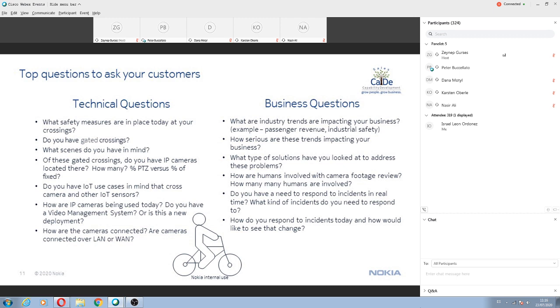So when you go into a rail customer, what are some of the questions you may ask this customer? From a technical perspective and business perspective, from a technical perspective, you may ask them, what kind of safety measures do they already have in place at the crossings? And there are other methods that can be utilized within rail crossing safety areas to indicate when something is going on in the rail. So understanding what those systems are is quite key.